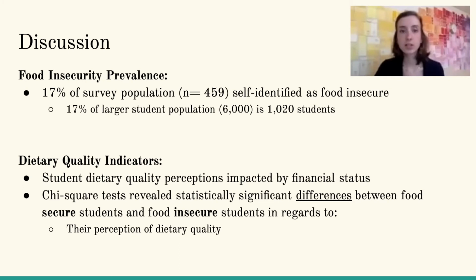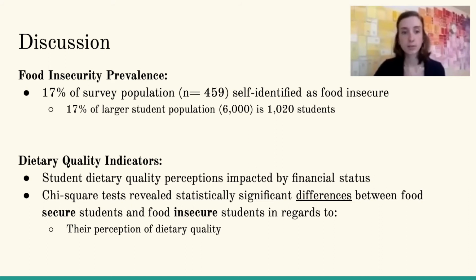With consideration to our first research question on the prevalence of food insecurity, the results indicated that about 17% of this college student population self-identified as food insecure. If this percentage is applied to the total student population of approximately 6,000 students, there could be approximately 1,020 students who perceive themselves as food insecure at this particular college. This result is both surprising and demonstrates that food insecurity is an issue at this college.